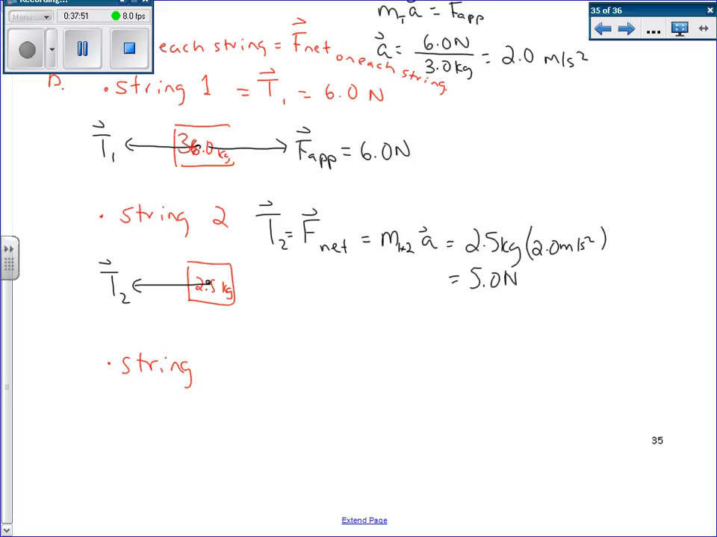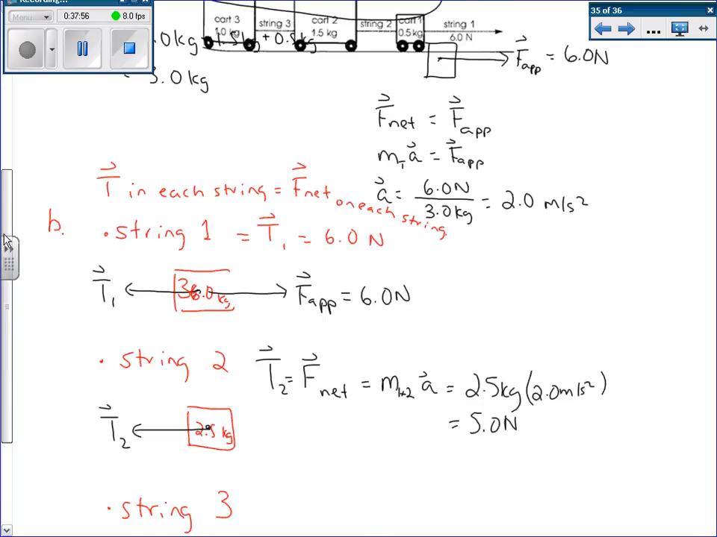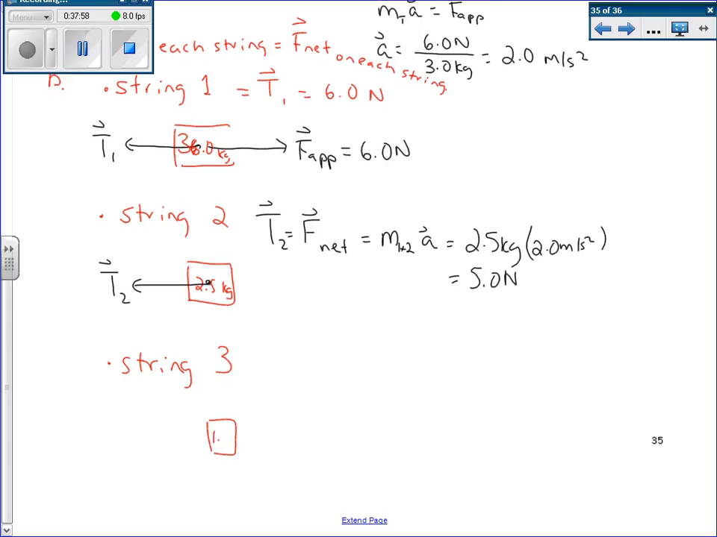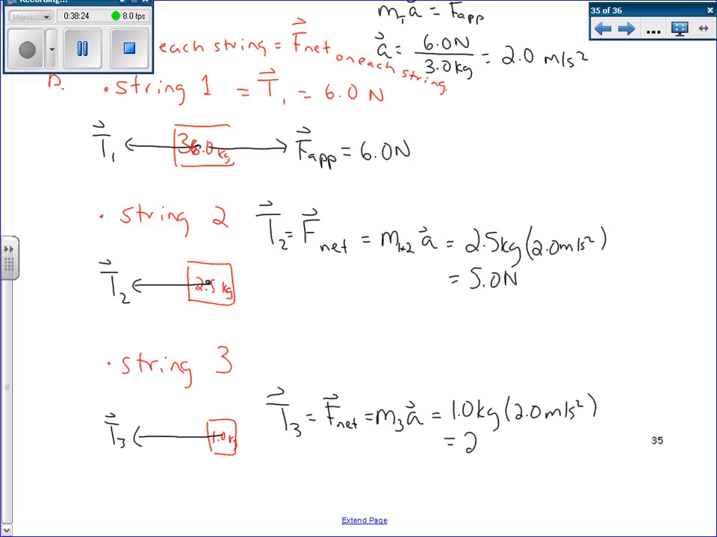Okay, string 3. All it has to pull is the last part, which is 1 kilogram. So the tension in string 3 is just equal to the net force on the third cart, which is the mass of cart 3 times the acceleration of cart 3, which is 1.0 kilograms times 2.0 meters per second squared, which is just 2 newtons.